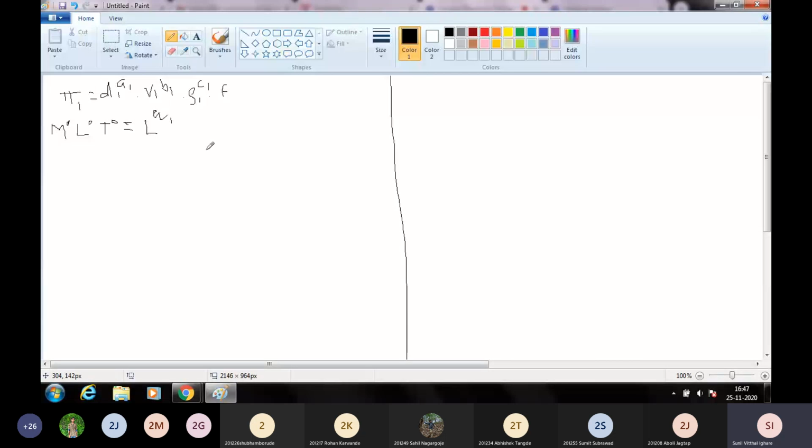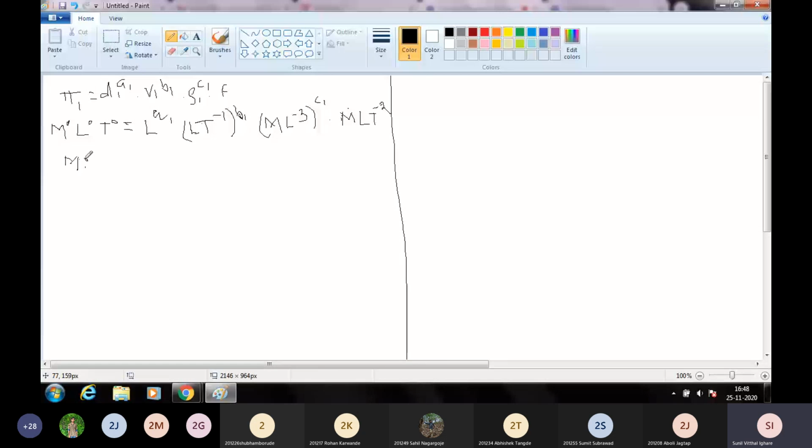Velocity, if I write in dimensions, is meter per second, so L T raised to minus 1, raised to B1. Then density is mass divided by volume, so in dimension terms we write it as mass M, volume that is L cube, so L raised to minus 3, raised to C1, multiplied by F. Again, we have to simplify this F also. So F, I write as M L T raised to minus 2. Now we find the values of A, B, C here.